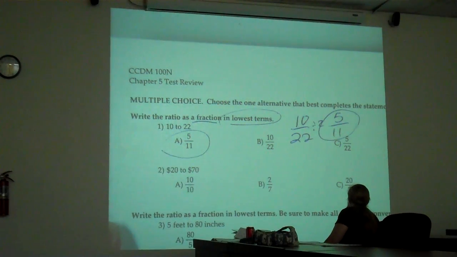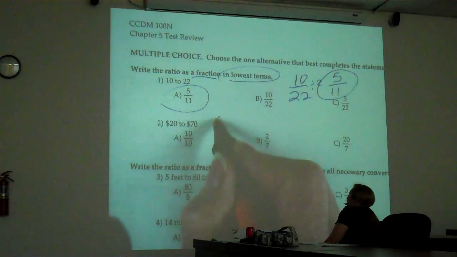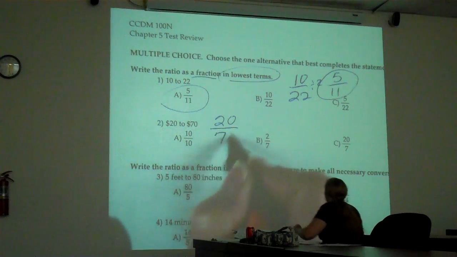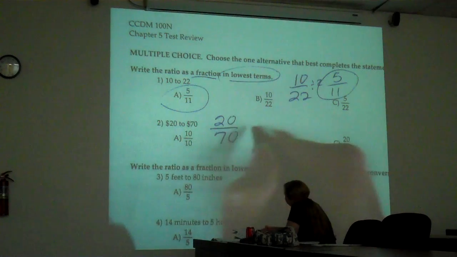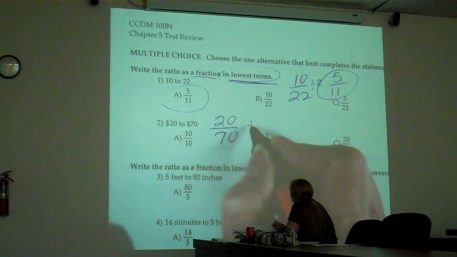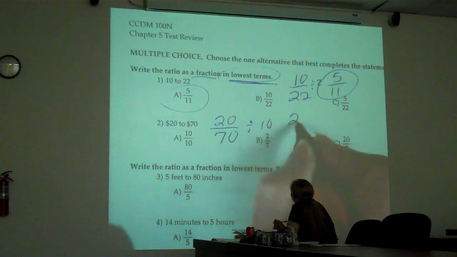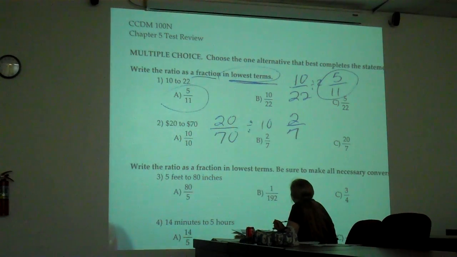Number 2, $20 to $70. Okay, so you do want us to reduce it. Yeah, lowest terms, reduced. Divide by 10, you get 2 over 7. That's reduced.